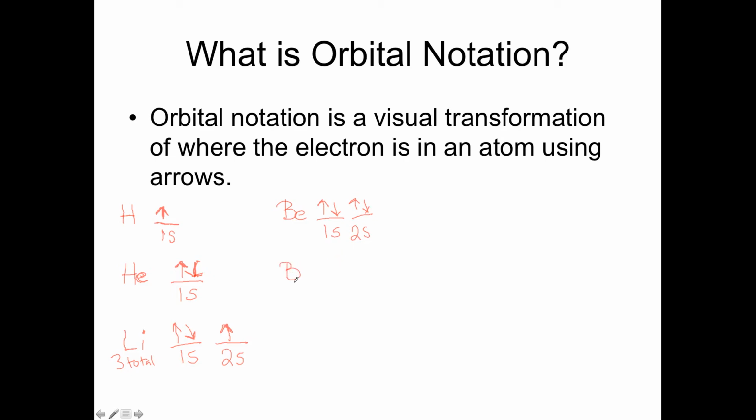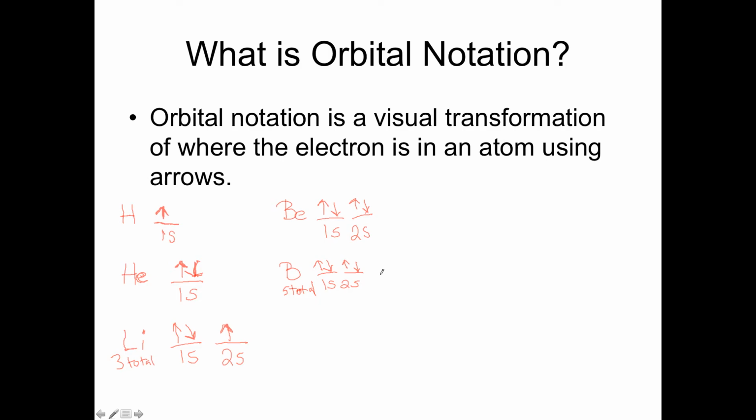Next is boron. Boron has 5 total electrons, each represented by an arrow. I'm going to start in the 1s block, up, down. Then I go to the 2s, up, down. I can't fit any more in the 2s. That means I have to bump up another energy level. After the 2s comes 2p.